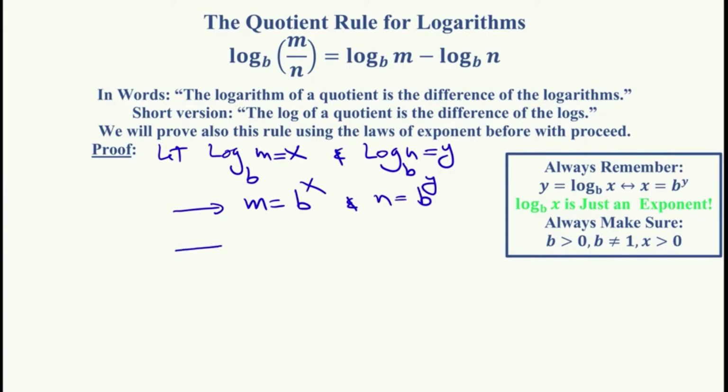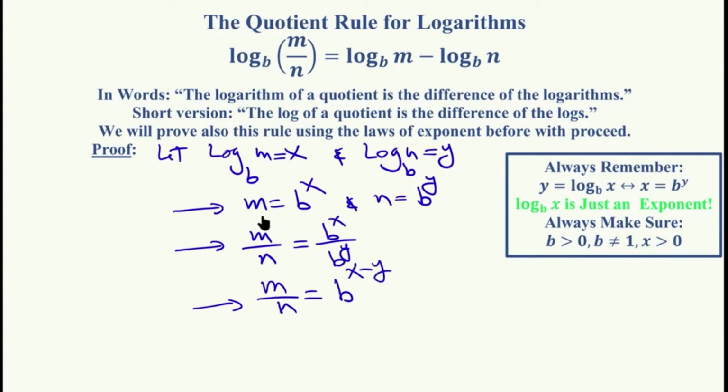So now this time we're interested in the log of a quotient, so we want to know what the quotient m over n looks like. So this time we'll see what m over n becomes. Well, of course, that's going to become b to the x over b to the y. Now if we apply the quotient rule to that, we get m over n equals b to the x minus y.